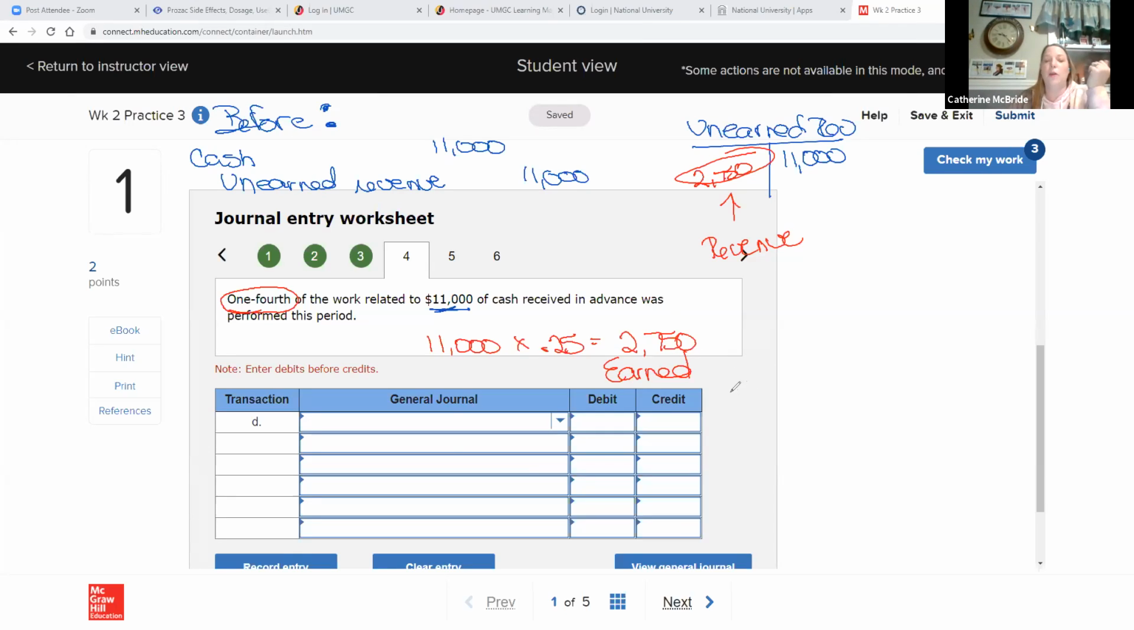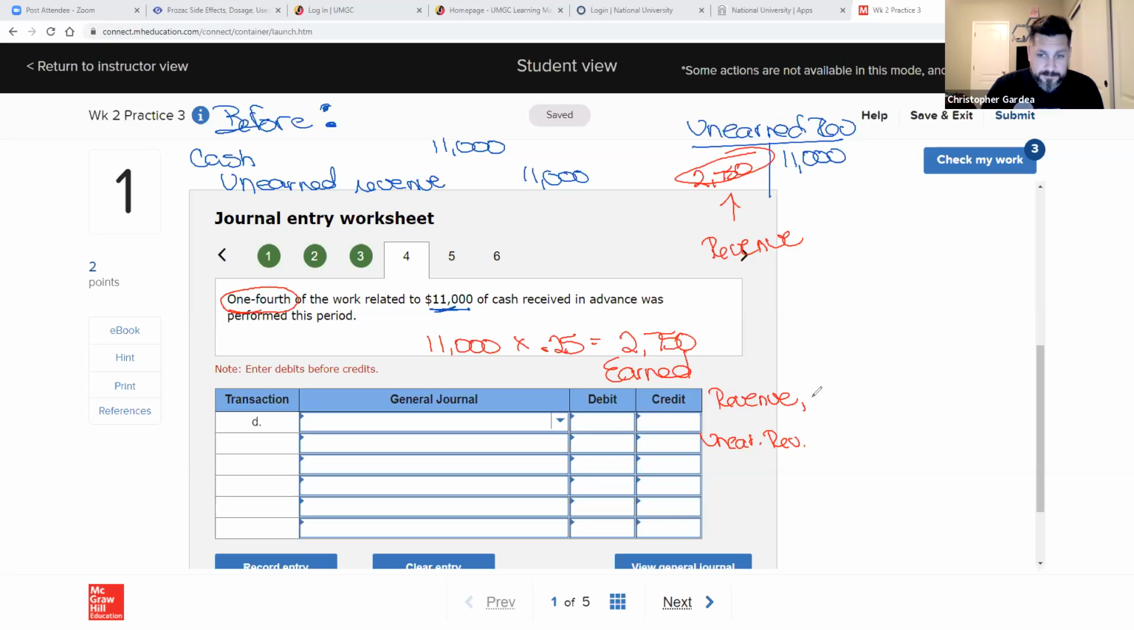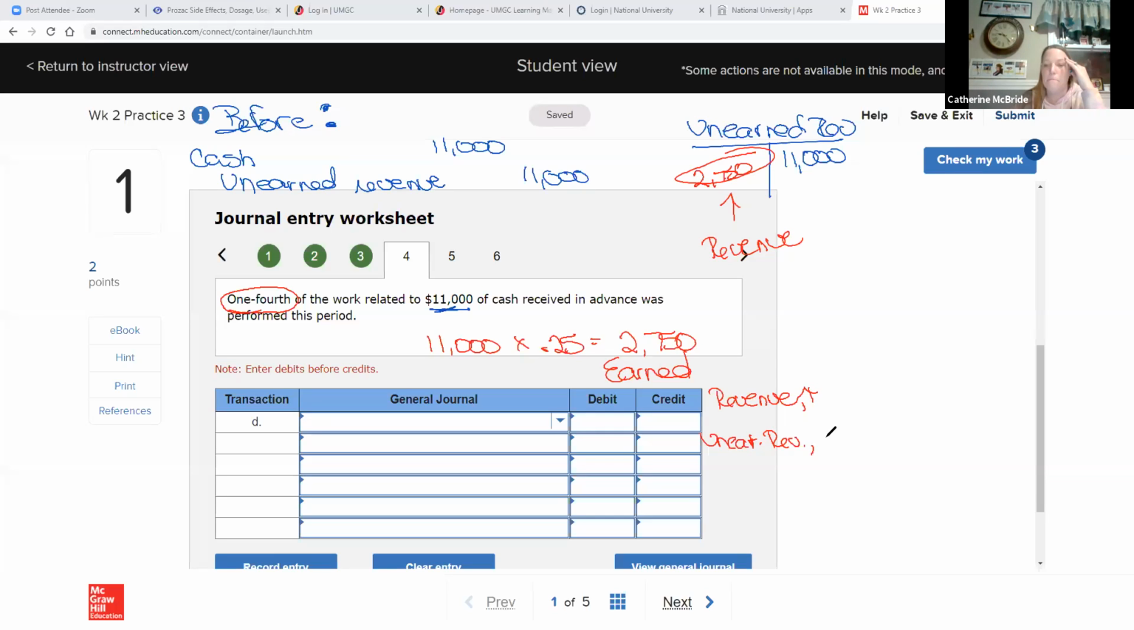So our two accounts, we're going to have a revenue account and the unearned revenue account. If we have revenue and unearned revenue, did revenue increase or decrease? Increased, we've earned it. What about unearned revenue? Did that increase or decrease? Decrease. Do we have more or less?